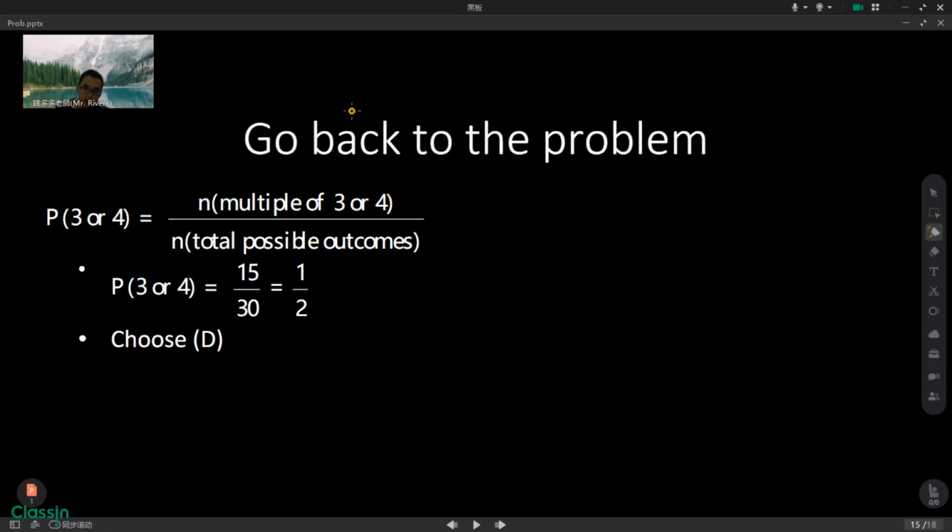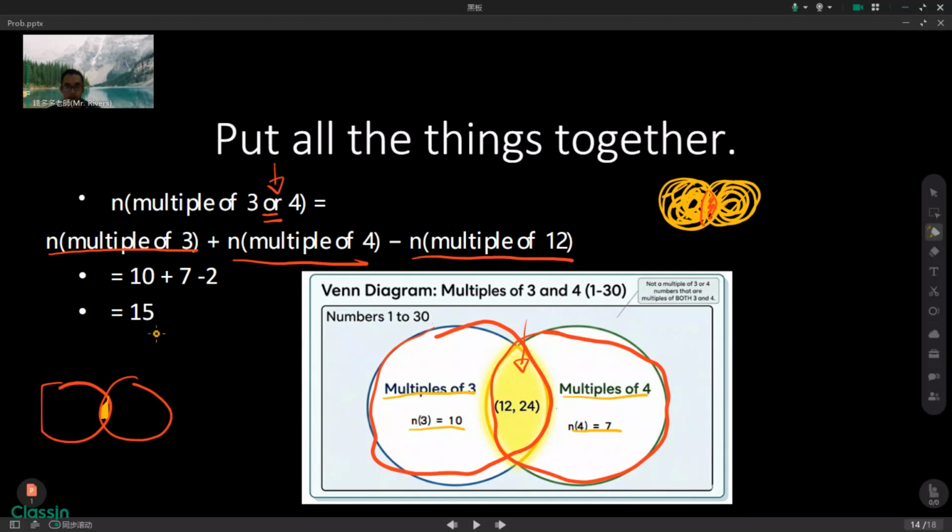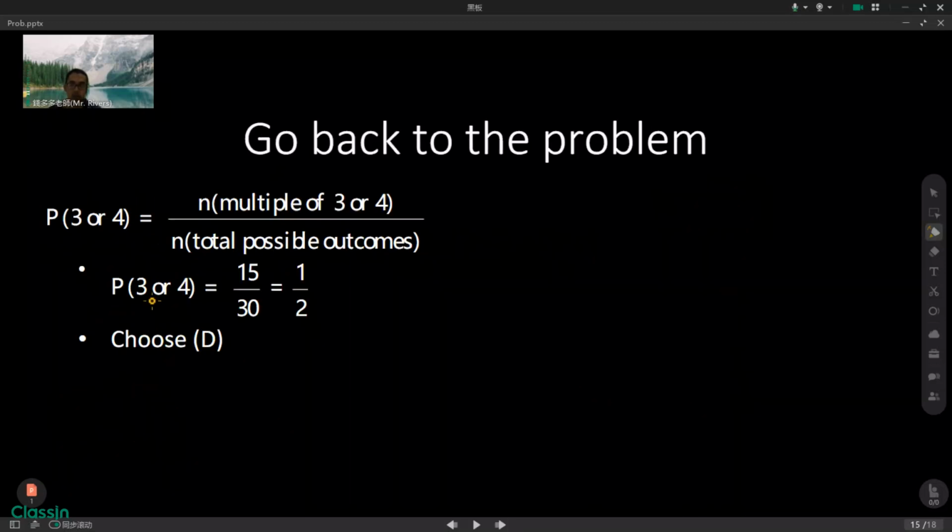Okay, go back to the problem. The probability of multiple 3 or 4 is the number of multiple 3 or 4 divided by the total outcomes, right? So in the previous slide, we already know that the certain outcomes number is 15. So we use the 15 to divide by 30. And it's 1 over 2. So in this question, we should select D.